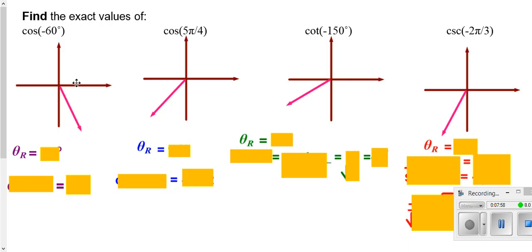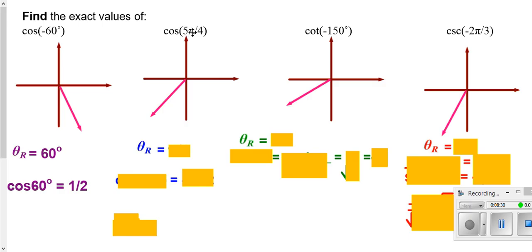When we look at negative 60, it puts us here. How far are we from the x-axis? Well, that's 60 degrees. So really, all we have to look at is the cosine of 60 degrees. Once again, that's one you're supposed to have memorized, and so we put down 1/2. We now have to decide if it's positive or negative. Cosine deals with x, and we're in the fourth quadrant. Any x in the fourth quadrant is positive, so we're going to have this as positive 1/2.